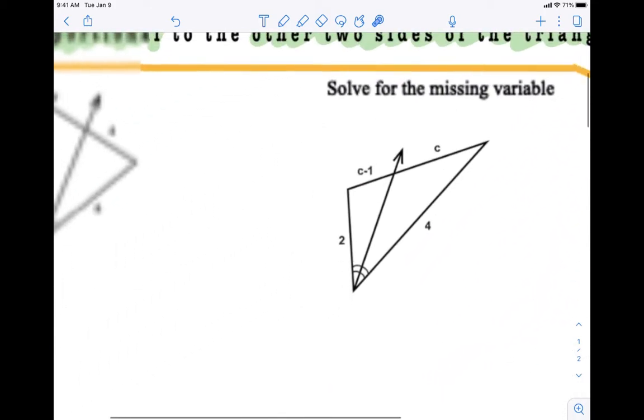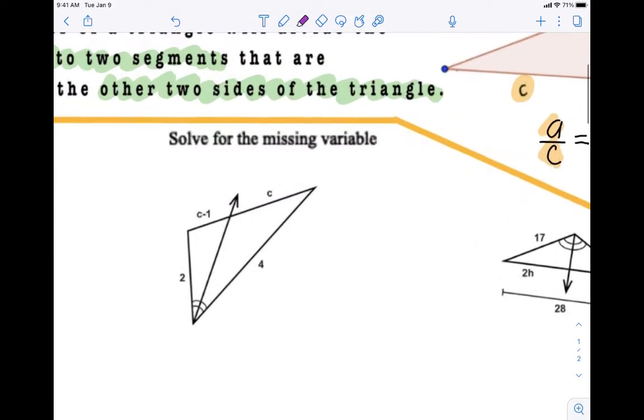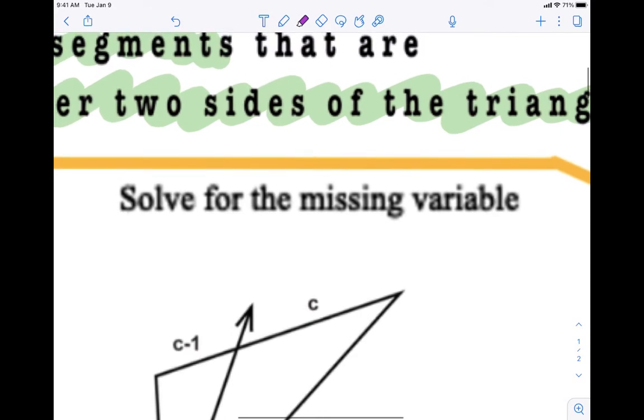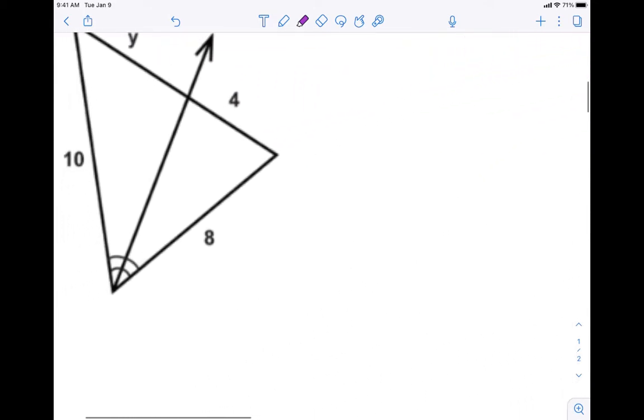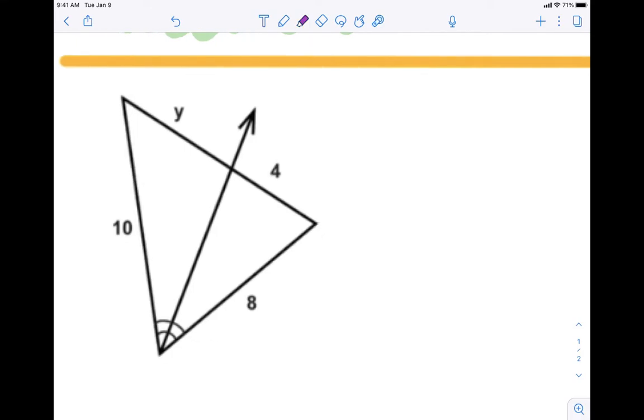Let's take a look at, as a whole, our instructions here. So let us remember that we always read our instructions, and our instructions say, solve for the missing variable, right? So we're going to solve for the missing variable. So let's take a look at the first example here. So the missing variable here is y. So in this first example, we're going to solve for y. Okay? So let us see here first.